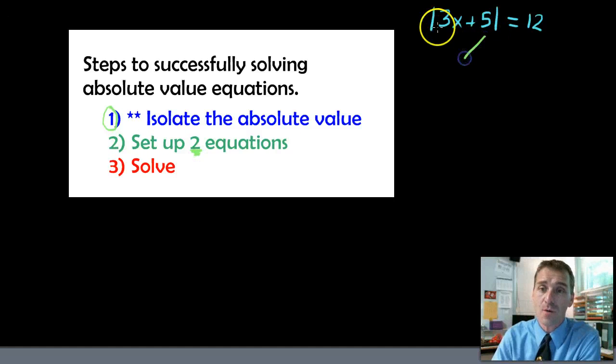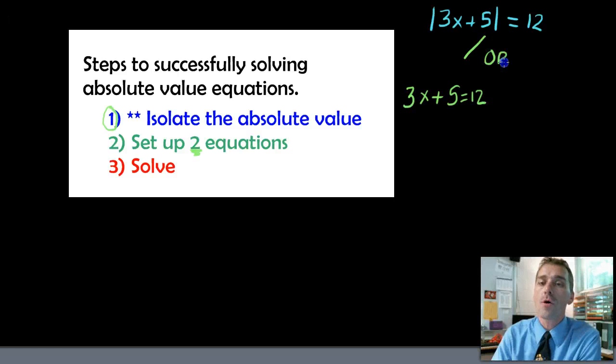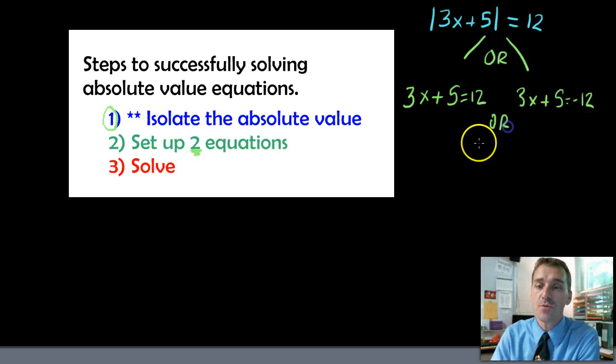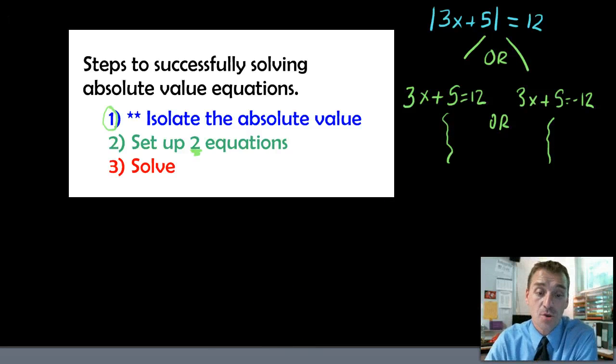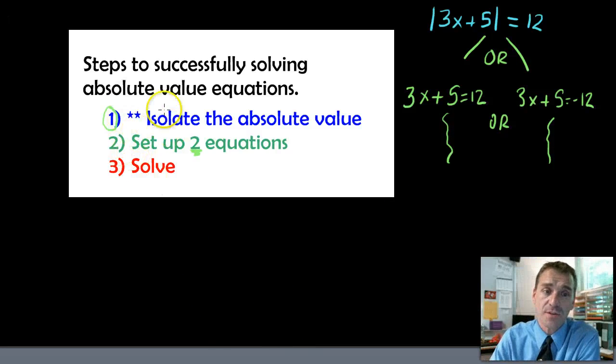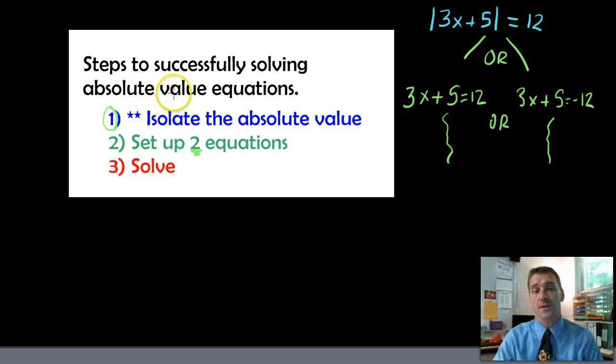We took this thing and said, well, this distance here has to either be equal to 12, so 3x plus 5 is equal to 12, or the other situation is that this distance, 3x plus 5, is equal to negative 12. Those are your two possibilities. And then we solved this and got two answers for absolute value equations. So that was the steps there, and you're actually going to see with the steps for solving absolute value inequalities, it's really not much different, but we'll get to that.